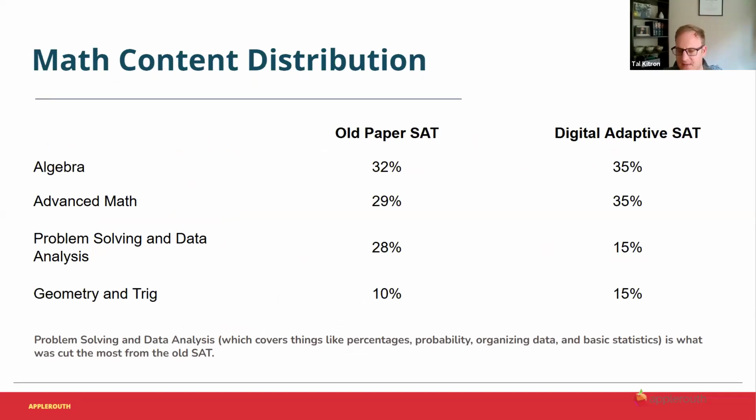I'll leave this up for a bit because I think it's important. Take a look at what this SAT tests. It used to be kind of a lot of statistics, probability, mean, median, mode, scatter plots, line of best fit. That went down from 28% to 15%. Geometry and trig actually went up a little bit, but the vast majority of the math in this test is algebra.